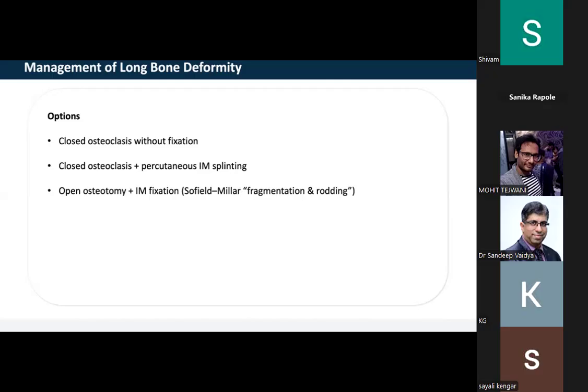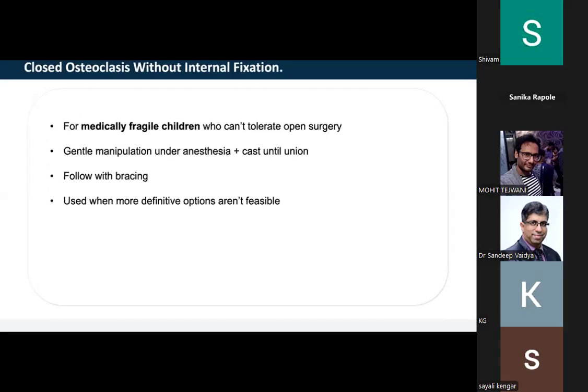So the options available and described in literature are closed osteoclasis without fixation, closed osteoclasis with percutaneous IM splinting, open osteotomy and intramedullary fixation, the Sofield Miller fragmentation and rodding. We'll discuss each option in detail.